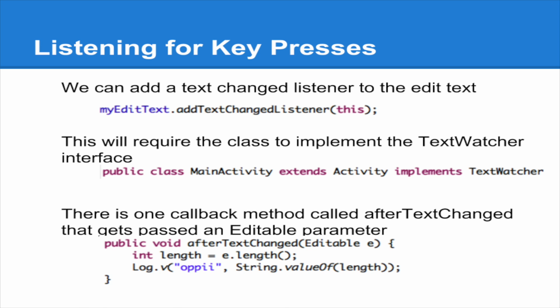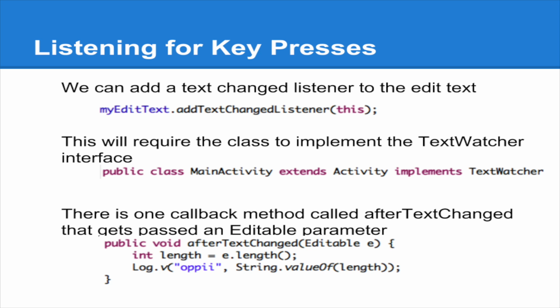The reason you're not sent a string is because when you type stuff in, a string is immutable. You can't change the string; you have to create new strings. So a subclass of string is an Editable. And because you're constantly changing the values, it's storing the text in an Editable object, which allows it to be changed.